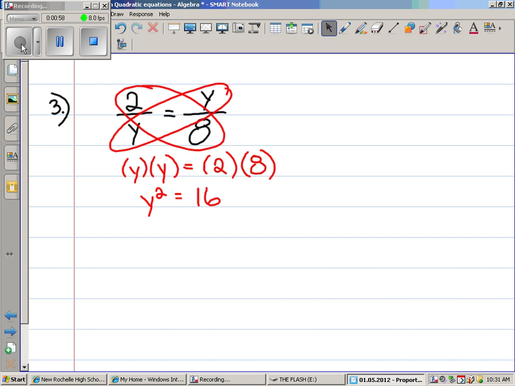Now let's pick somebody else out completely at random. Alex, what do you do from here? We're going to set it equal to 0. We're going to minus 16. Elizabeth, you finished? What answers did you get? Okay, fair. And then what do we do after we get it set equal to 0?